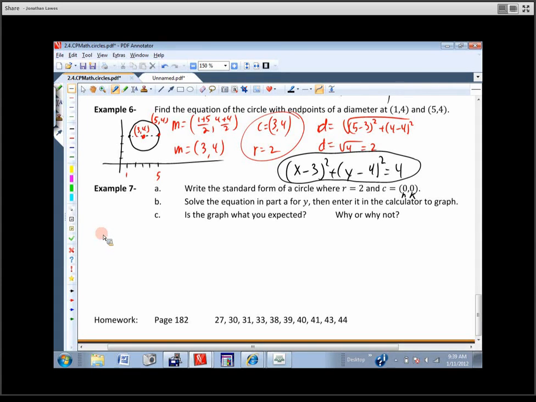Emily, what is it? X squared plus y squared equals 4. Okay. We don't need to write x minus 0. That's a little bit silly. You can if you want, though.